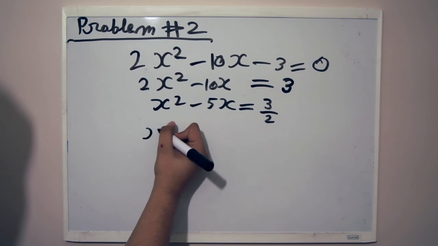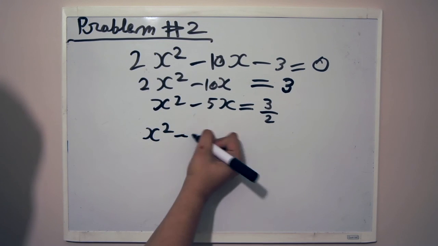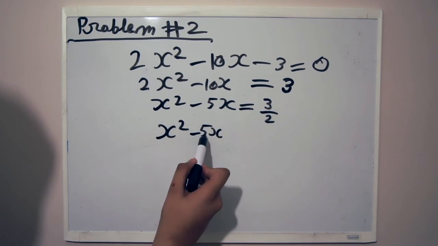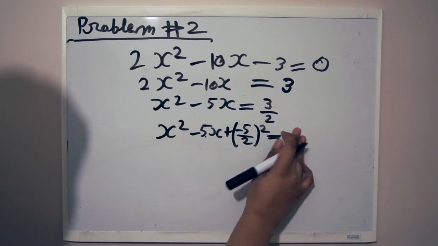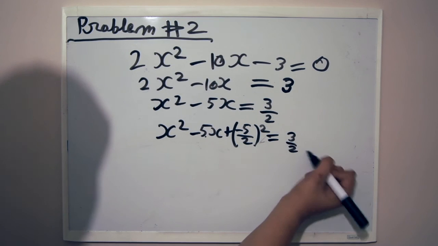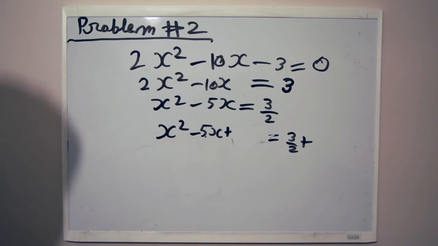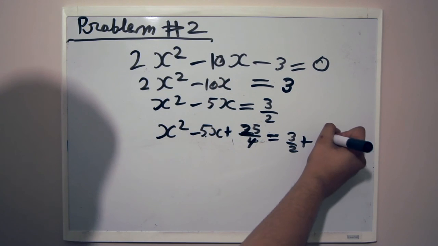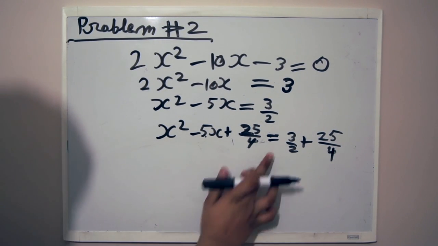From this point, it's the same as the first problem, where we add b by 2 whole square to both sides. In this case, b is equal to minus 5, so note you don't make a mistake by just writing 5, that's what some people do. So we can just simplify this by squaring the brackets, which will give us 25 by 4, so we add that to both sides instead of doing it in the next step.